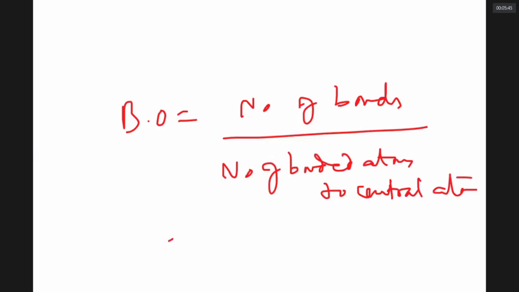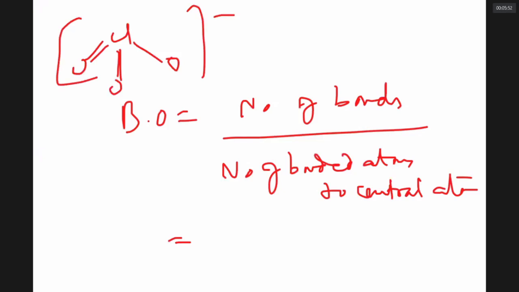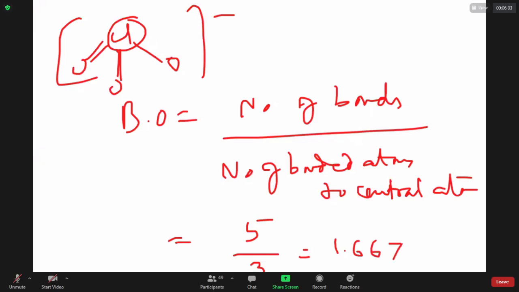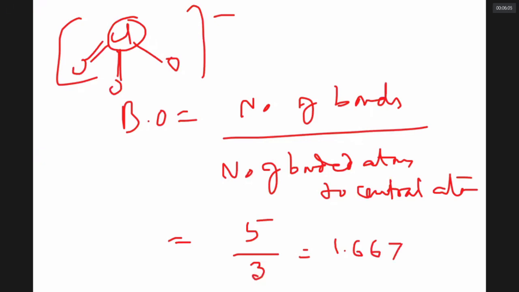How many bonds are there in chlorate ion? 5. How many bonded atoms are there for Cl? 3. So bond order is 1.66. Tricky. Can you see that? There are so many twists in that. In fact, there are 10 objective questions we have covered, if you see.